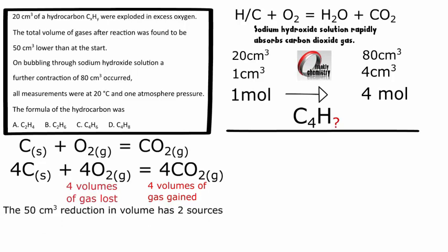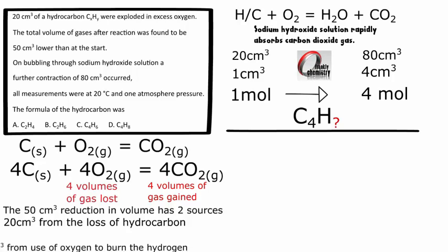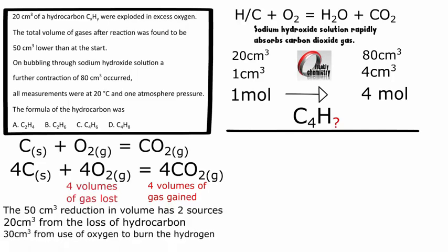The 50 cubic centimeters reduction in volume that's mentioned in the question has 2 sources. First of all, the hydrocarbon itself, when we have 20 cubic centimeters of the hydrocarbon which completely burns, the disappearance of the hydrocarbon accounts for 20 of the 50 cubic centimeters reduction. That means that the remaining 30 cubic centimeters can be accounted for in the use of oxygen to burn the hydrogen in the hydrocarbon. So we know that specifically 30 cubic centimeters of oxygen reacts with the hydrogen in the hydrocarbon.